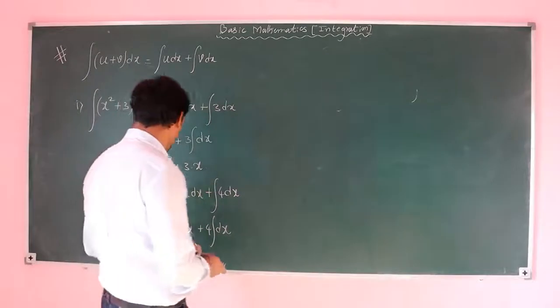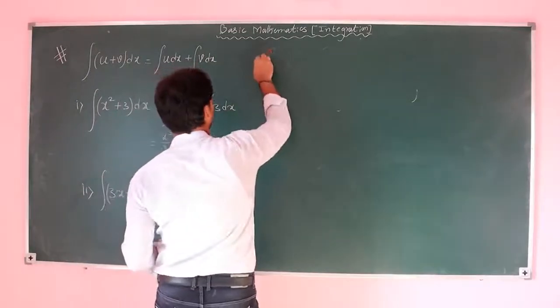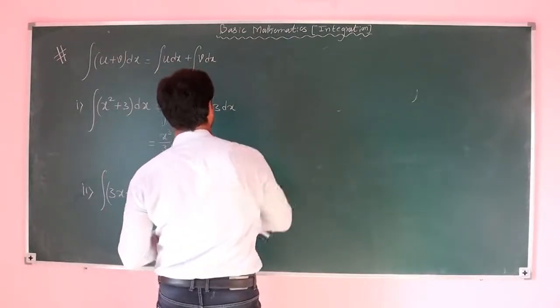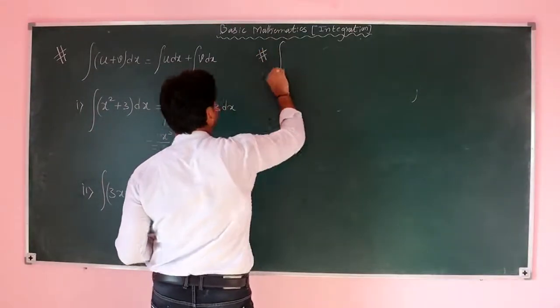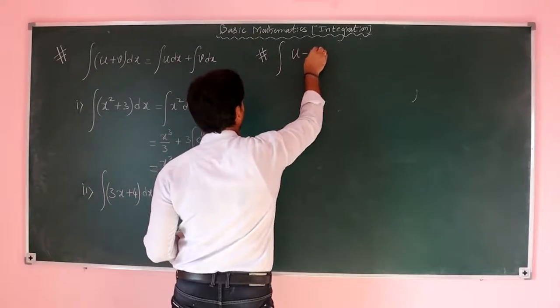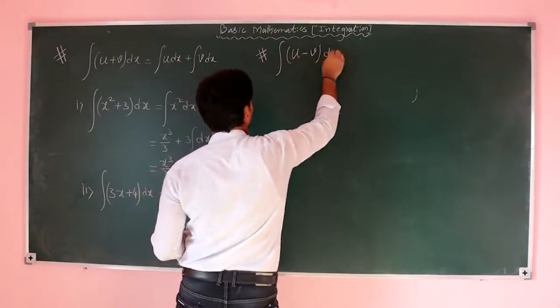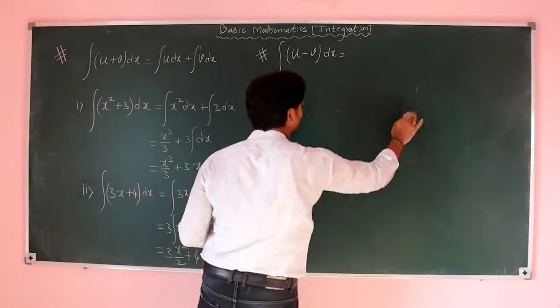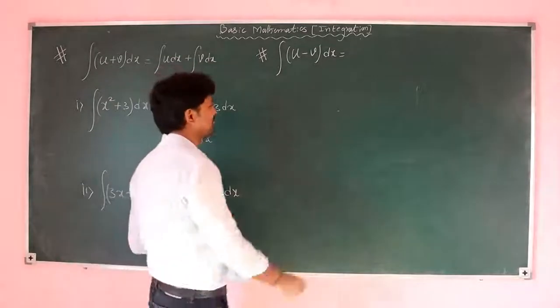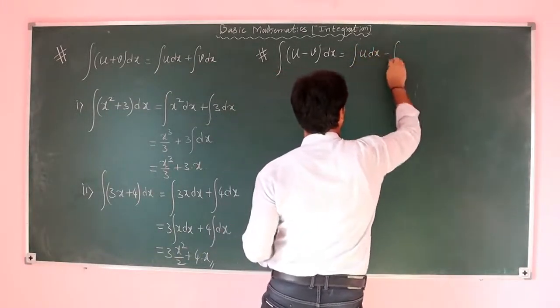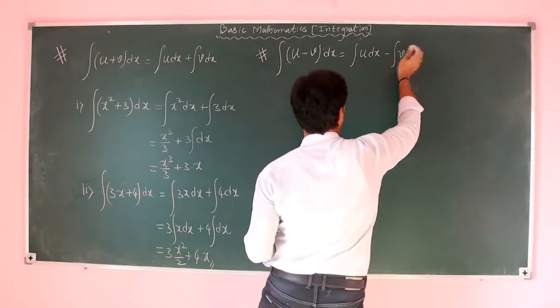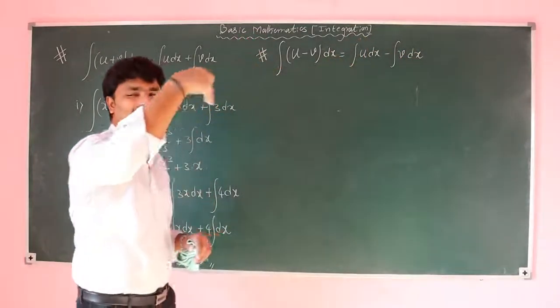Like that, you can solve many examples. And one more we'll see here. In case you have a negative operation, integral u minus v dx. Integral u minus v is very simple here: integral u dx minus integral v dx. First term integration minus second term.